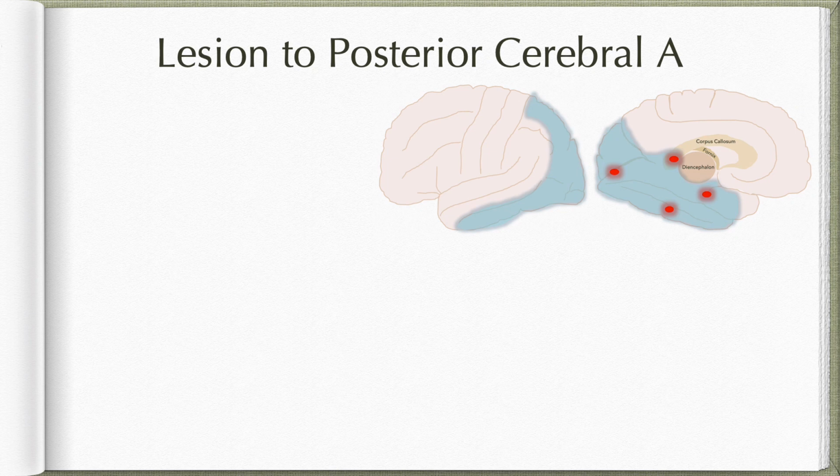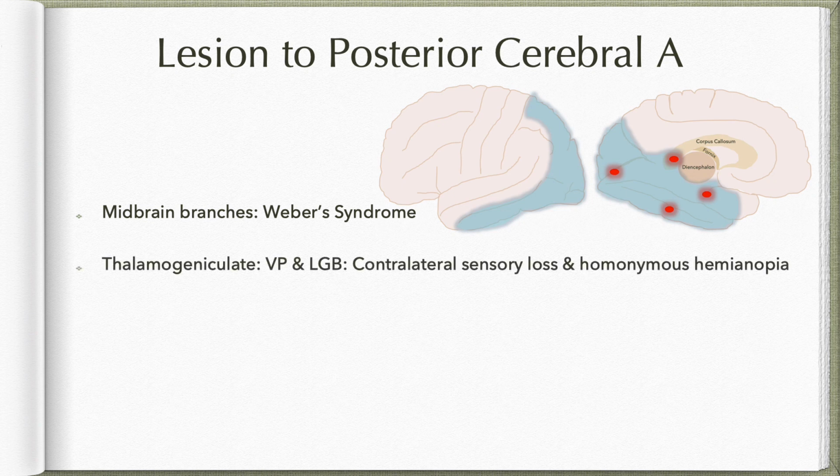So involvement of these structures will result in various features. We know that the posterior cerebral artery will also supply the midbrain. If those branches are involved, the patient may present with Weber's syndrome, that is alternating hemiparesis, which includes ipsilateral oculomotor nerve involvement and contralateral hemiparesis. The other possible involvement is of the thalamogeniculate branches. These supply the ventral posterior nucleus of the thalamus and the lateral geniculate body. So these two will result in contralateral sensory loss and homonymous hemianopia.